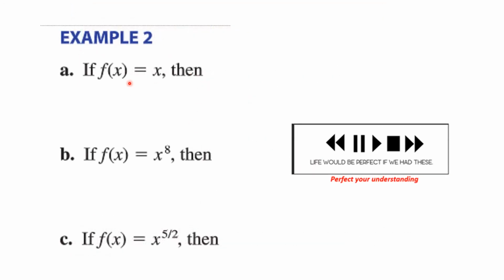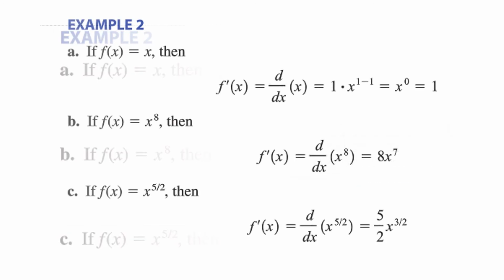Okay, so here is an example 2. There are 3 problems for you to do. You know what to do. Let's see how you did. So here, this is x to the 1. So it's 1 times x to the 1 minus 1. That's 1 times x to the 0, and x to the 0 is known to be 1.